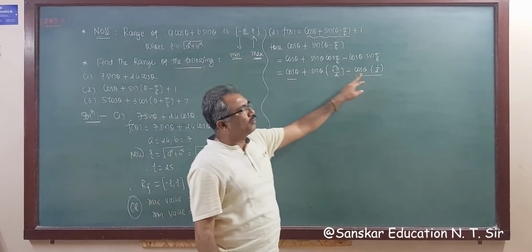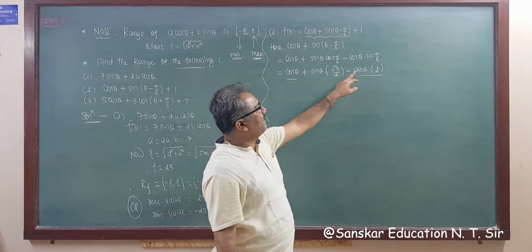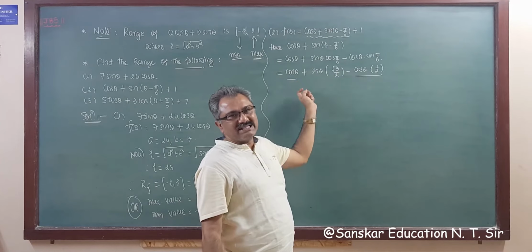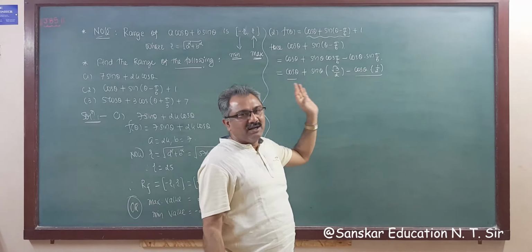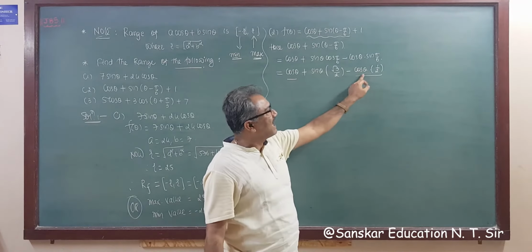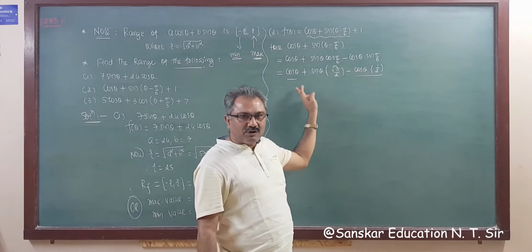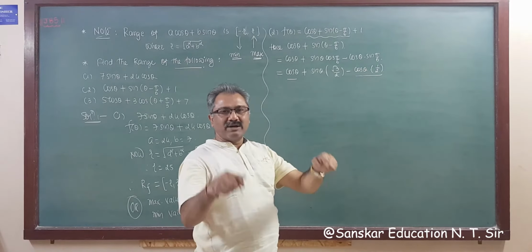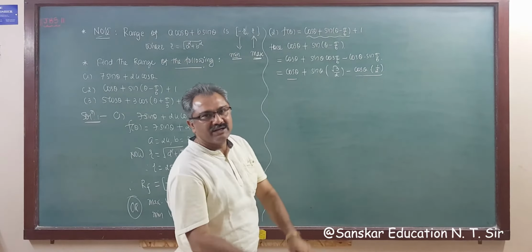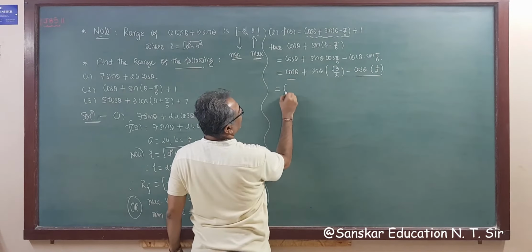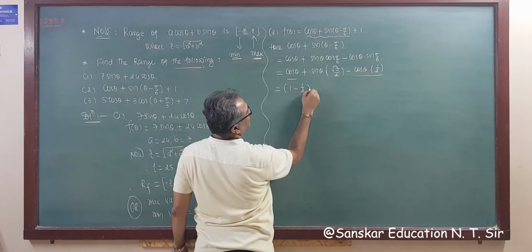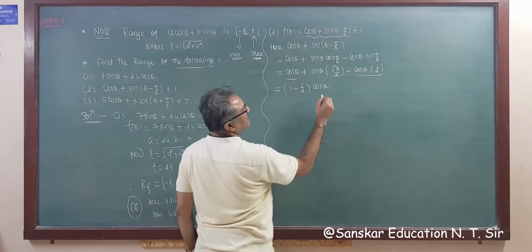So taking these both together, if we take cos theta common, then this is 1 minus half, that is half cos theta. This is cos theta, this is half cos theta. So 1 minus half is half. Otherwise you can write like this also, 1 minus 1 upon 2. If you don't understand, this is a better way to write, right?